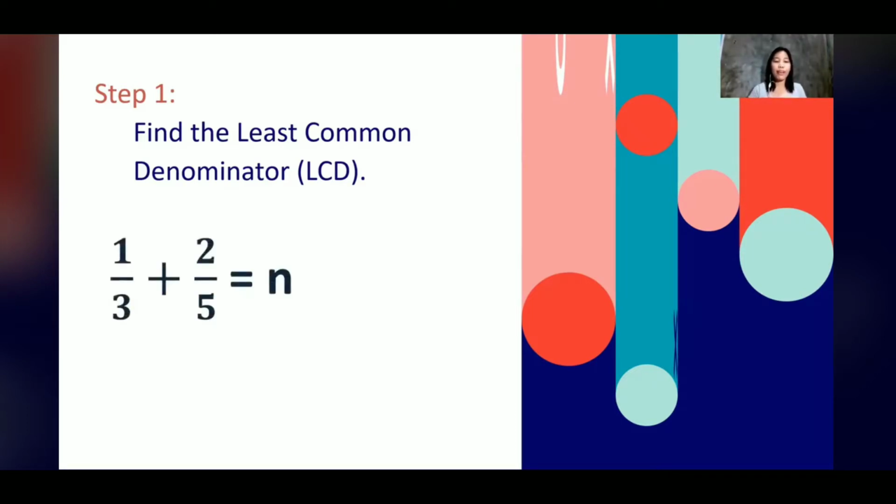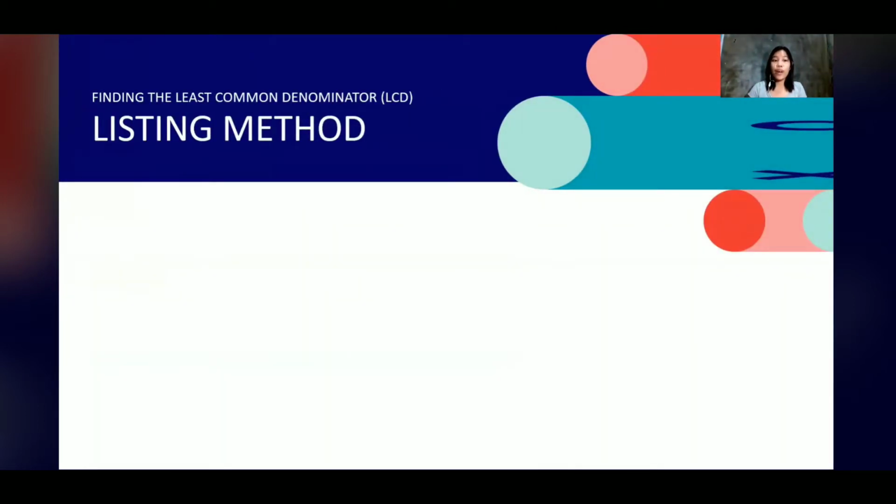So for our example, 1/3 plus 2/5 is equal to n. N symbolizes the answer. So we have multiple methods in getting the LCD, right? So today we will talk about the listing method and the prime factorization. So the first one, listing method. So we will find the least common denominator of our fractions through listing method. So the denominators are 3 and 5, right? So listing method, we will list the multiples.